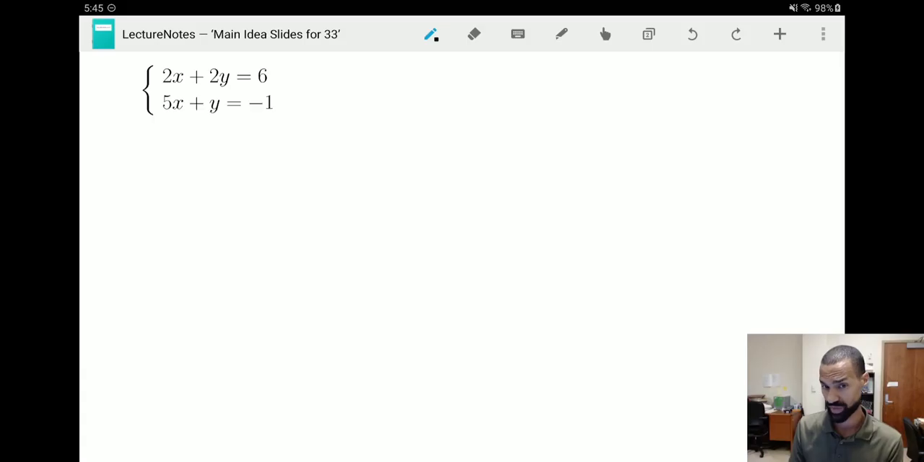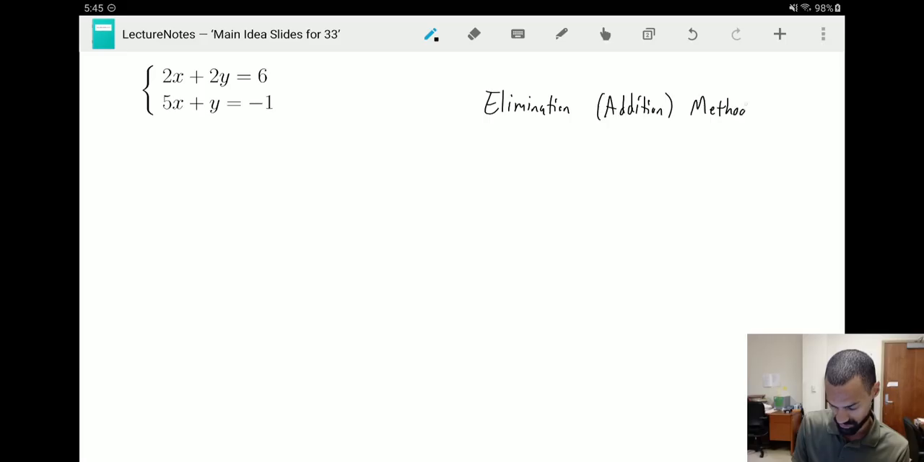And so there's a variety of methods to figure that out. But what we're going to do here is, I'm just going to use two different methods, and you can watch the individual help videos if you want to see them broken down a little bit more. But for now, I'll just pick methods as I go. So this 2x plus 2y equals 6, and this 5x plus y equals negative 1. This one's set up pretty well to use what they call the elimination method, or maybe even the addition method, as it's sometimes called. And so that's what I'll do here.